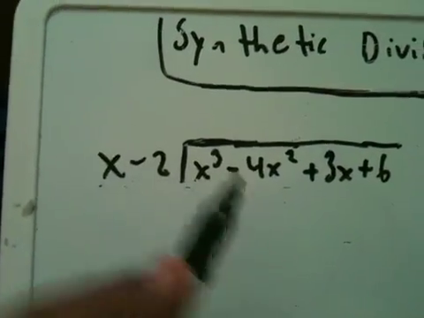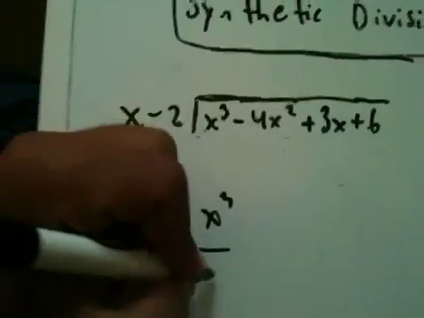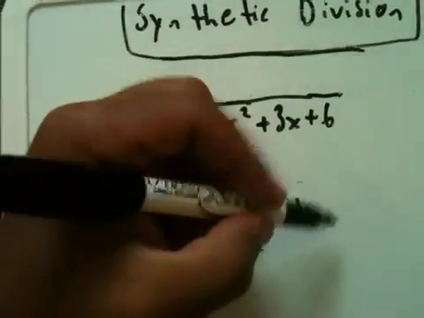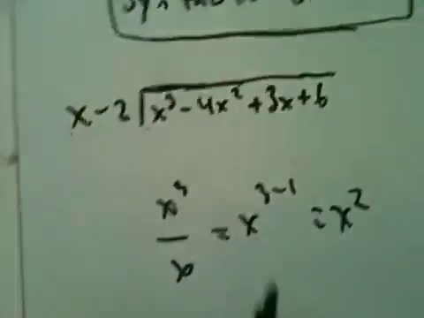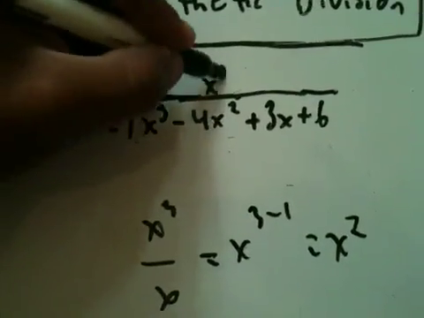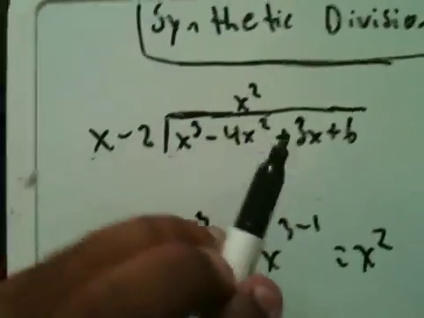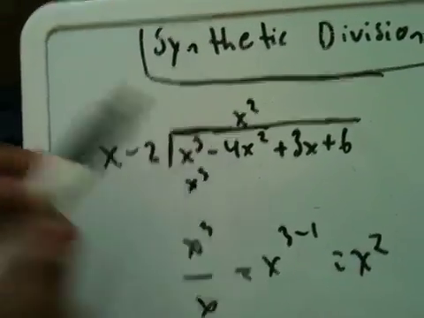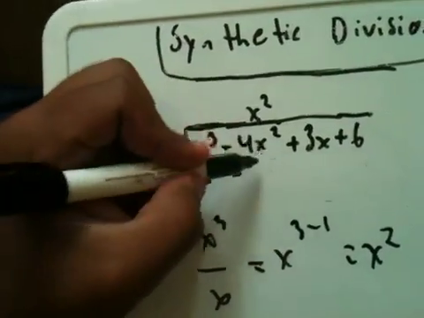So, to do that, we say x cubed divided by x, and by exponent properties, that's x to the third minus 1, or x squared. So we put an x squared in this slot right here, and then we multiply it through. X squared times x is x cubed, and x squared times a negative 2 is negative 2x squared.